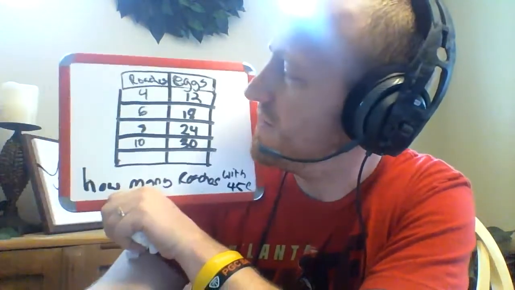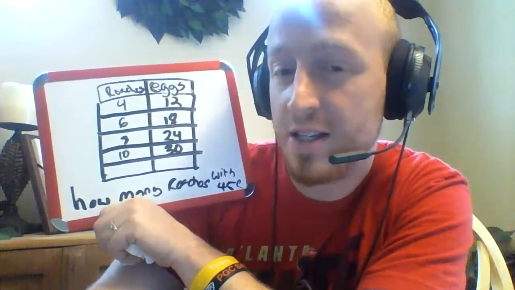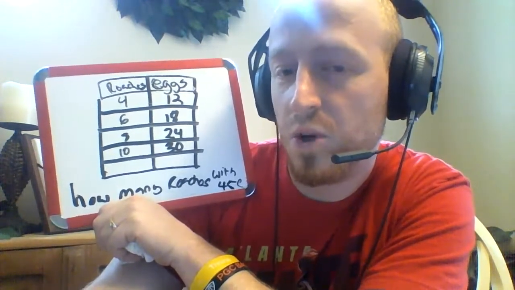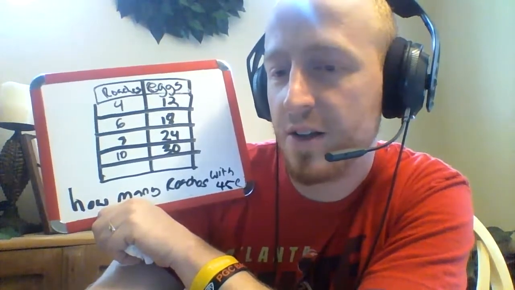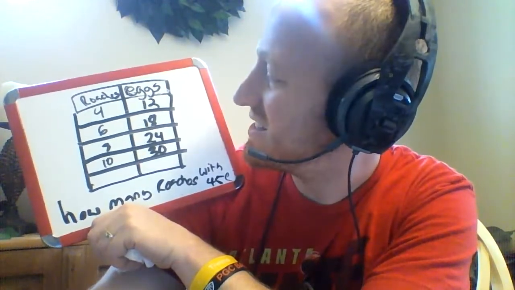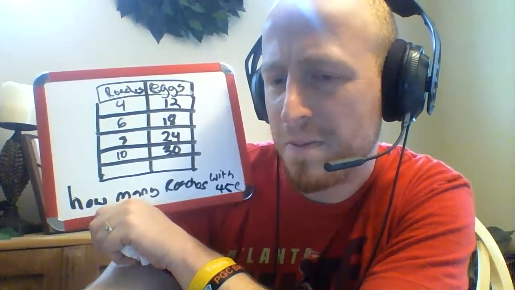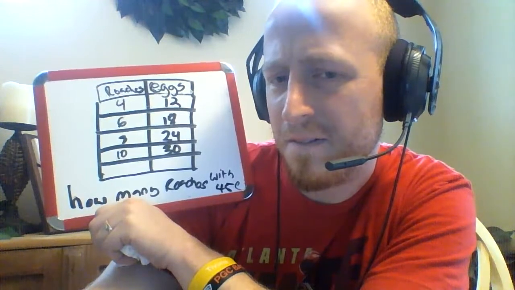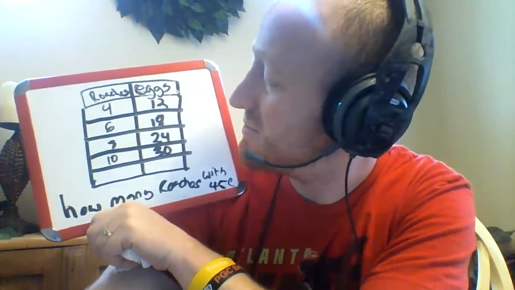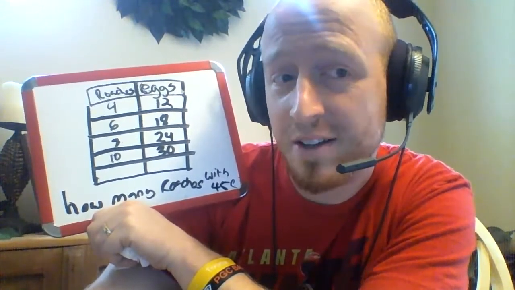Times 4? 4 times 4 is not going to give you 12. 4 times 6 is not going to give you 18. What's the rule? William, you're correct, and we'll get to why in a second. Plus 6? Come on, people. 4 times what is 12? 6 times what is 18? You guys are scaring me.